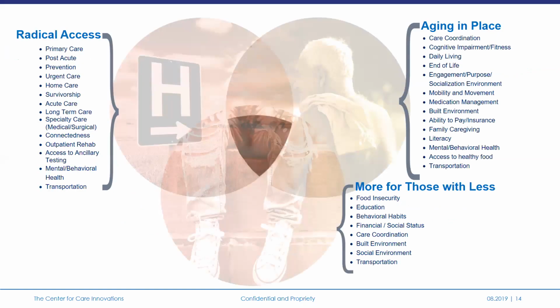So when we started this work, as you can imagine, they were very large areas of focus. So what does radical access even mean? What does rural mean in the sense of how it impacts your health? Same thing with aging and more for those with less. It's very broad. One could do years worth of research just on food insecurity alone. And we didn't know in our communities what was the most prevalent and where we should start.